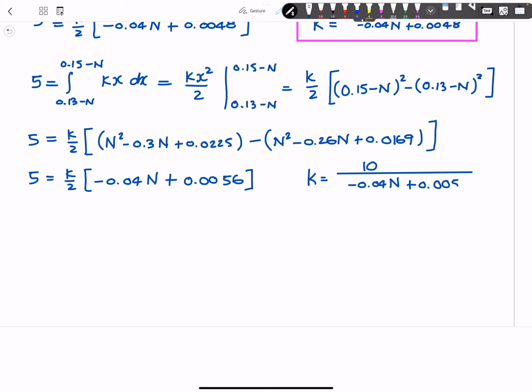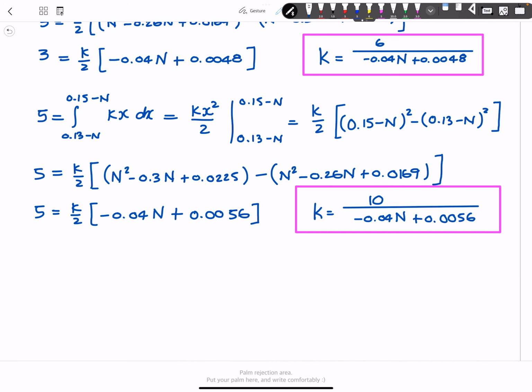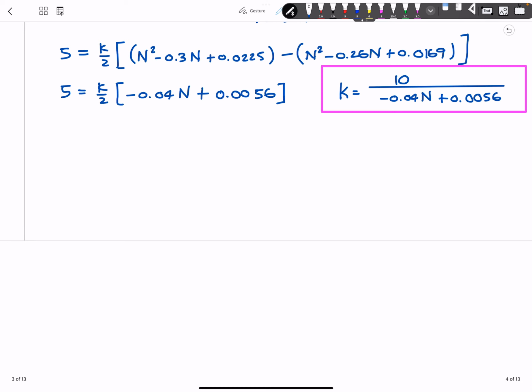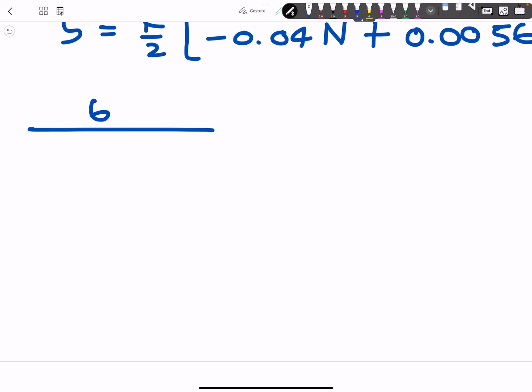So I get that 5 is equal to k over 2 times negative 0.04n plus 0.0056. And again, here I'm going to solve for k. So if I solve for k here, I get that k is 10 divided by negative 0.04n plus 0.0056. And again, I'll put that in a little box to make sure I can find it, because I'm about to use those two.